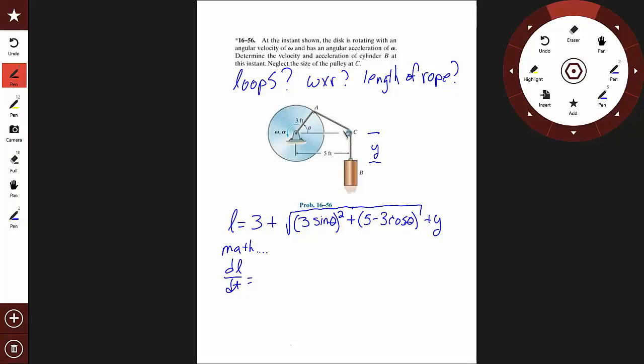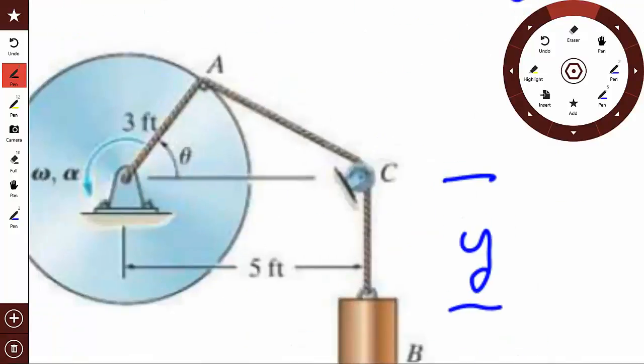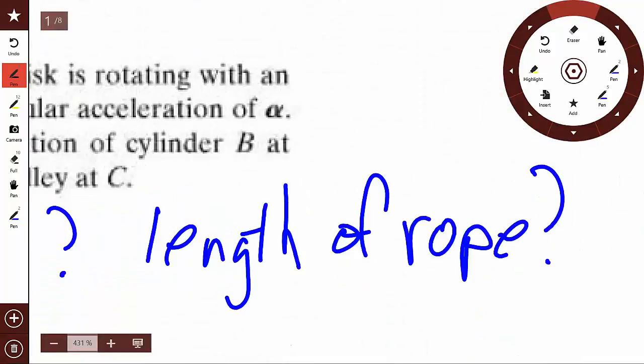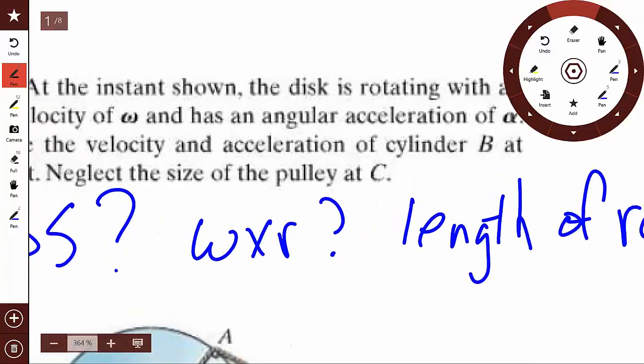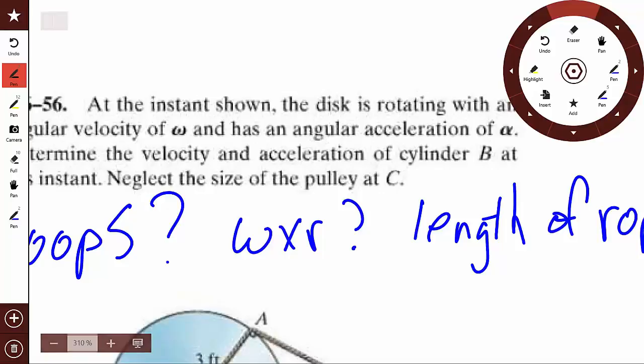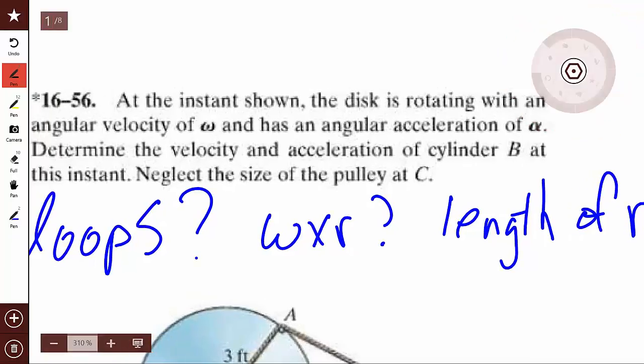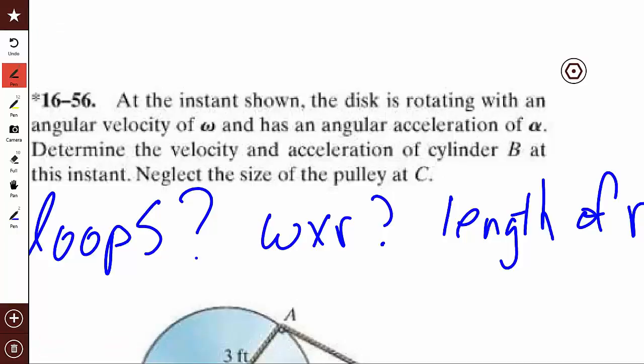Okay, let's zoom in here. I think I can zoom it in. A little too much. Okay, so this is problem 16-56. So if you have your book, you can look at it. At the instance shown, the disk is rotating with an angular velocity of omega. So that means they're going to tell me that. They're going to say it has this omega, and has an angular acceleration of alpha.